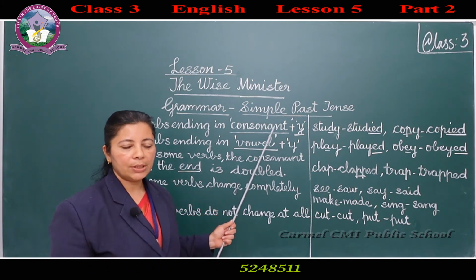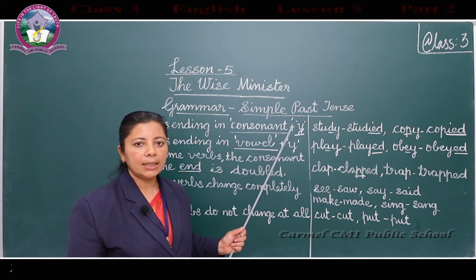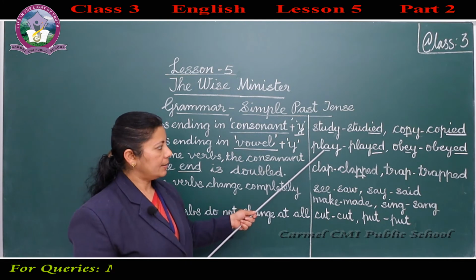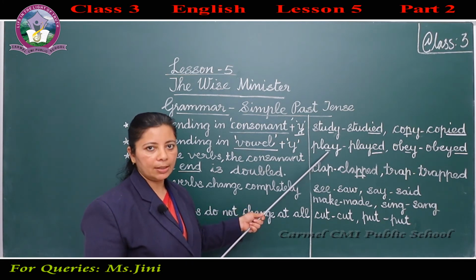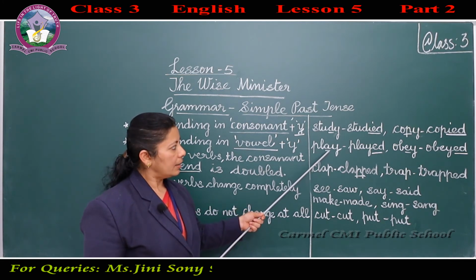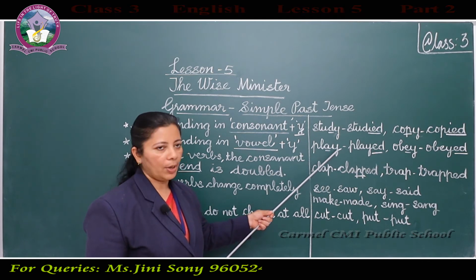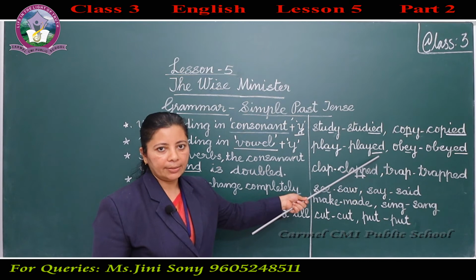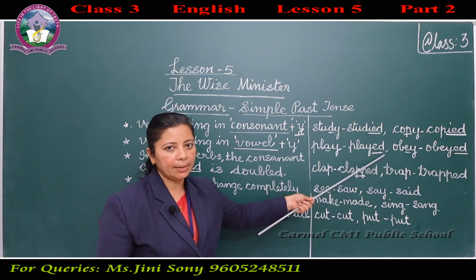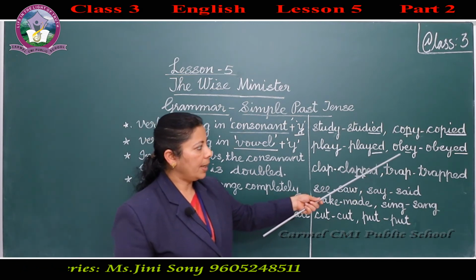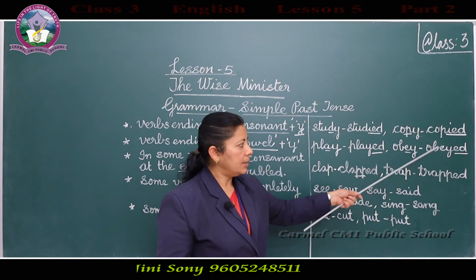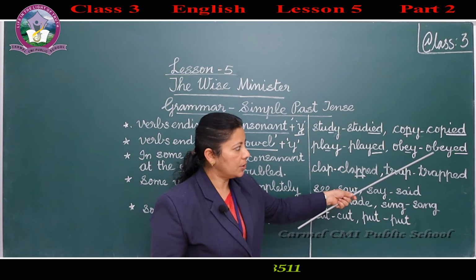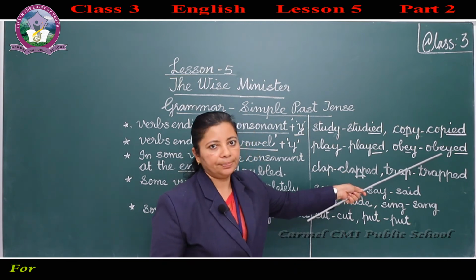Next one is verbs ending in vowel plus y. Now I told you the vowels are A, E, I, O, U. Here you can see this is a vowel. A is a vowel. Play, played: here vowel plus y takes ED. Obey, obeyed. E is a vowel, so vowel plus y changes into obeyed.